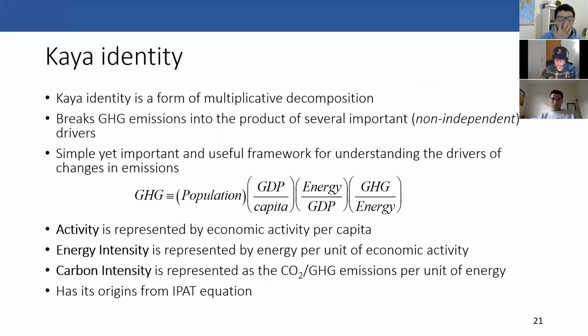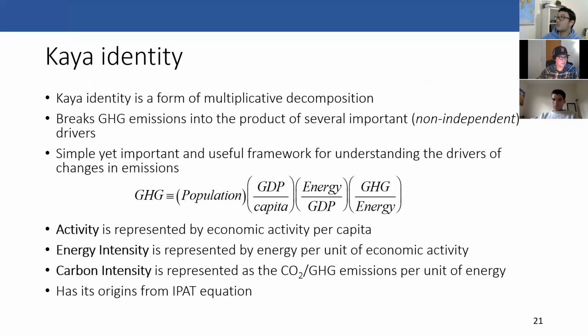So the Kaya identity, the Kaya equation, is a form of multiplicative decomposition. It breaks down your emissions into a product of several drivers. And so again, if you have the population, the GDP per capita, which represents your activity, the energy intensity as energy per unit of economic activity, times the carbon intensity.